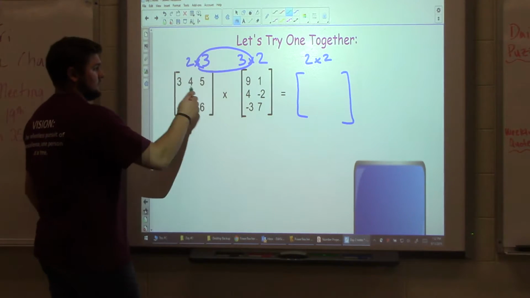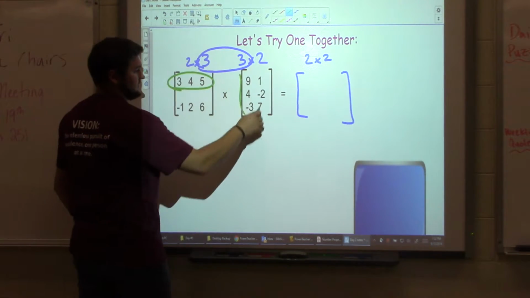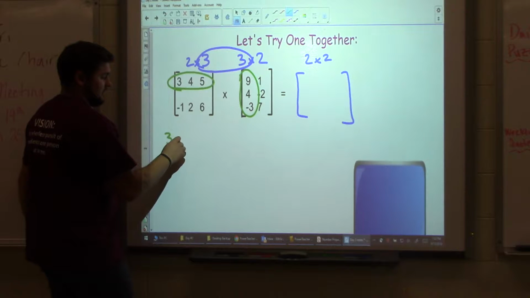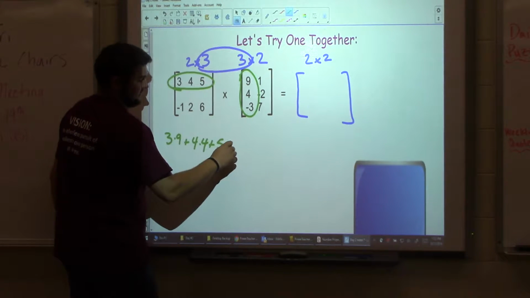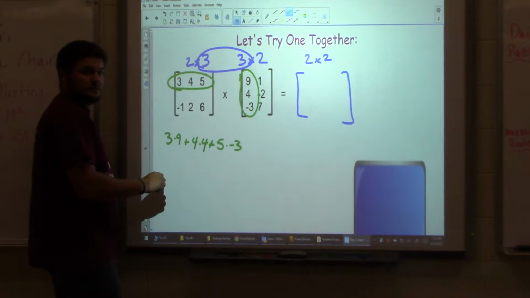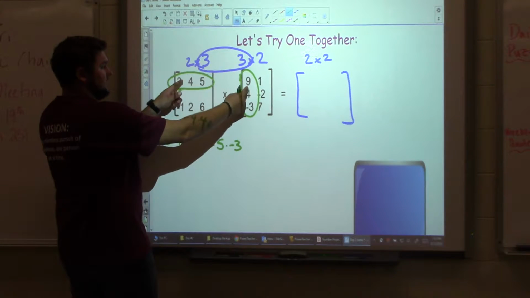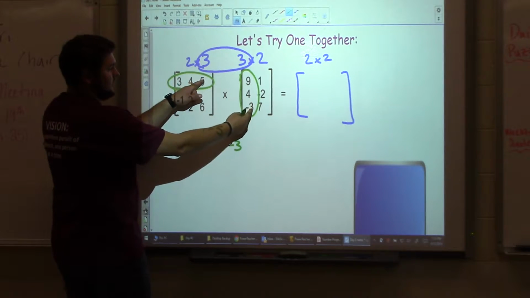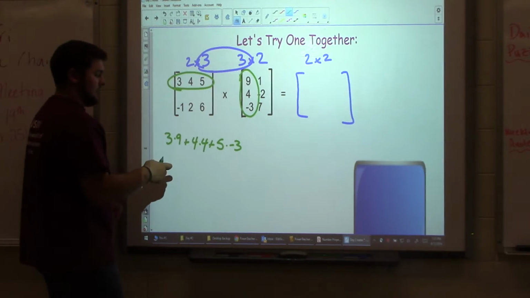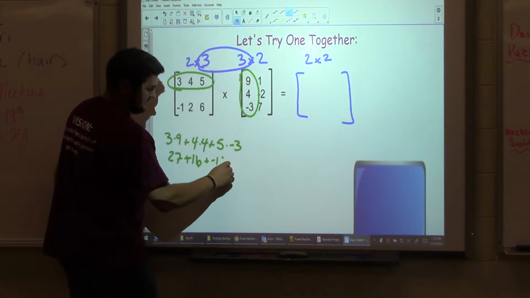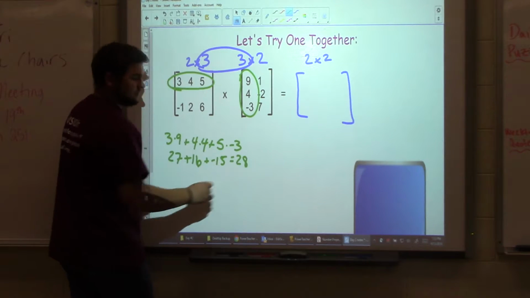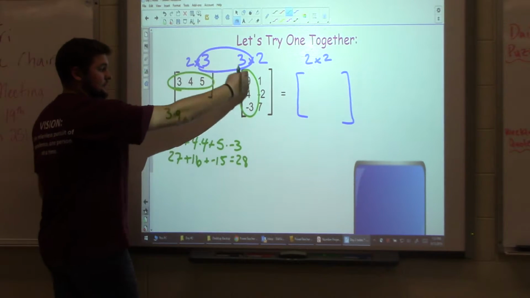So now this is a 2 by 2. Top row times left column. 3 times 9 plus 4 times 4 plus 5 times negative 3. Right? First numbers multiplied together, second numbers multiplied together, third numbers multiplied together. Add them all up. 27 plus 16 plus negative 15 should give me 28. Top left.